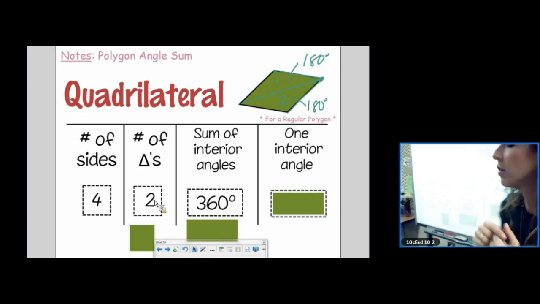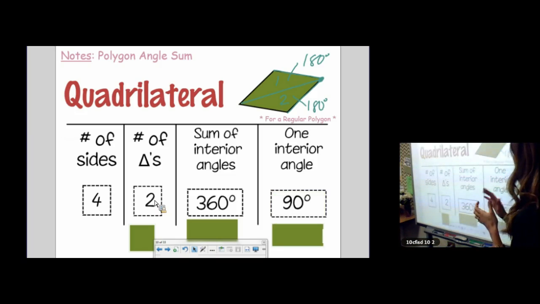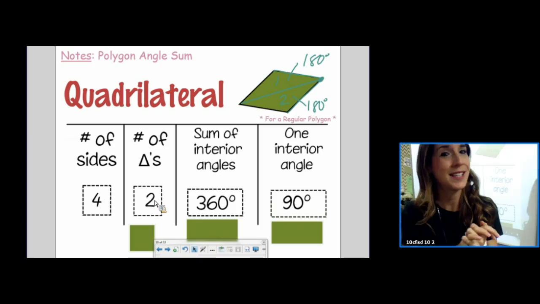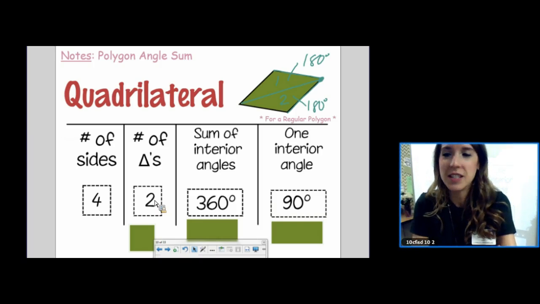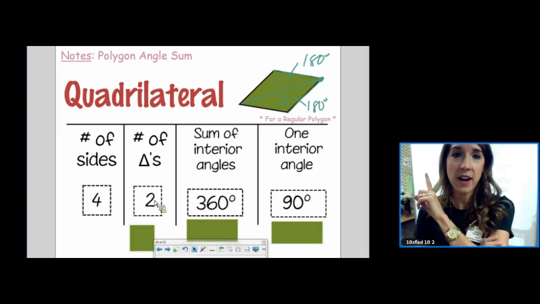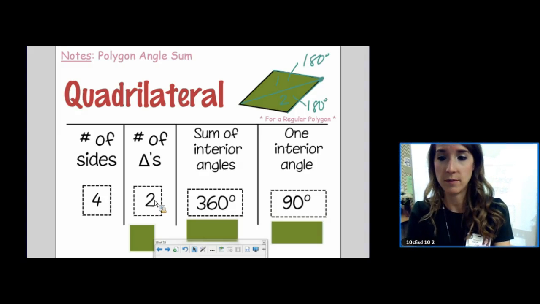Okay, so if it's a regular quadrilateral, it's a square because it has all sides congruent, all angles congruent. So what's one of its angles? It's 90. So my picture up there is not a regular polygon. It is not.